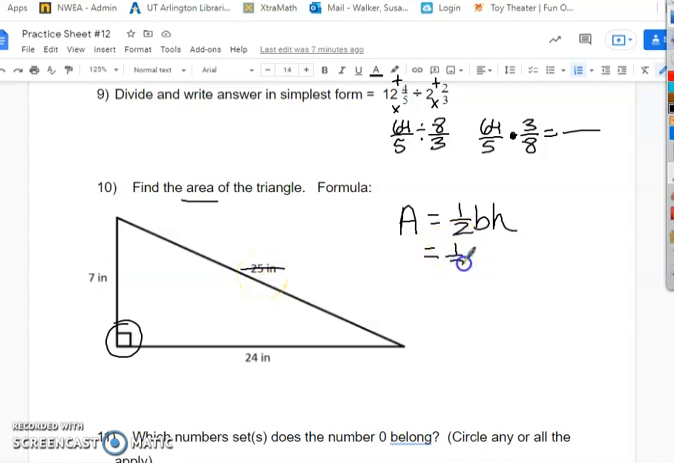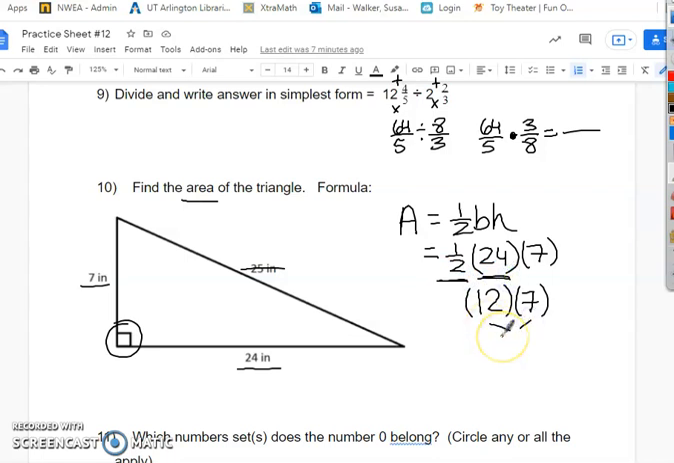So half base times height, then half of the base is how I would do it. Half of 24, which is 12, and then times 7. Okay, or you can do 24 times 7, take that product and divide by 2. That's going to give you the same answer as what I'm doing. I do half of 24. Your job is to multiply that, and your answer will be in inches squared.